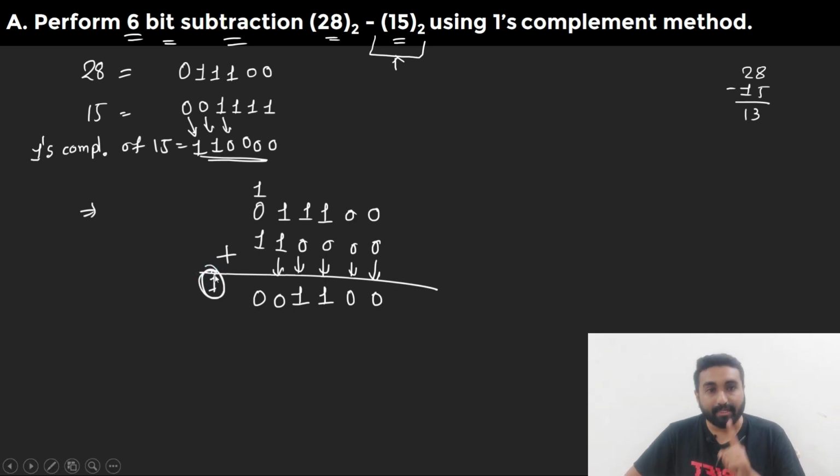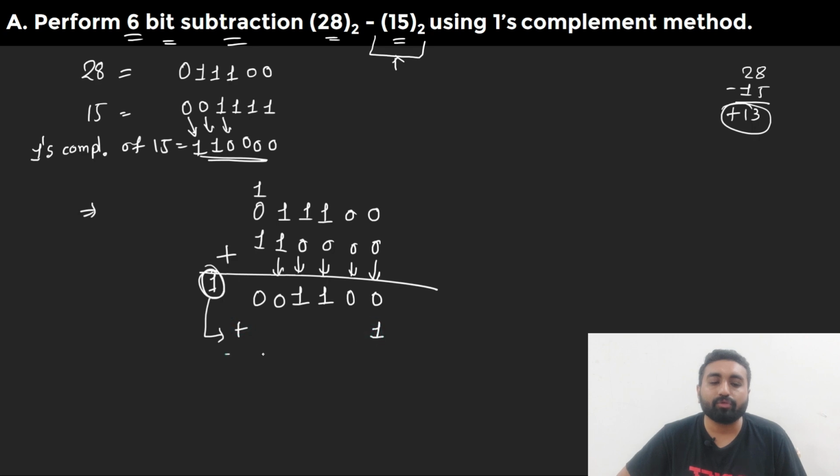If the carry is generated, then your answer is positive. Here also you can check, we have the answer plus 13. So we get the surety that our answer is positive. Secondly, we will add this carry to the answer.